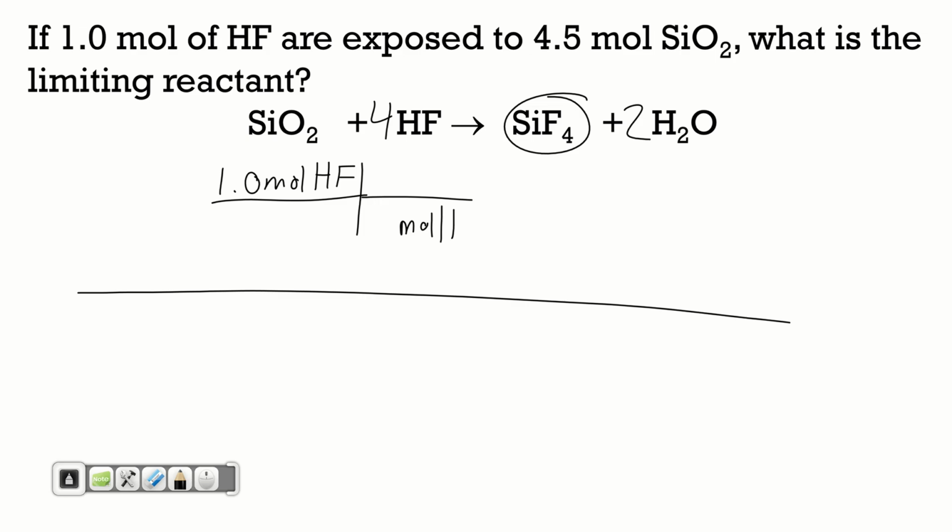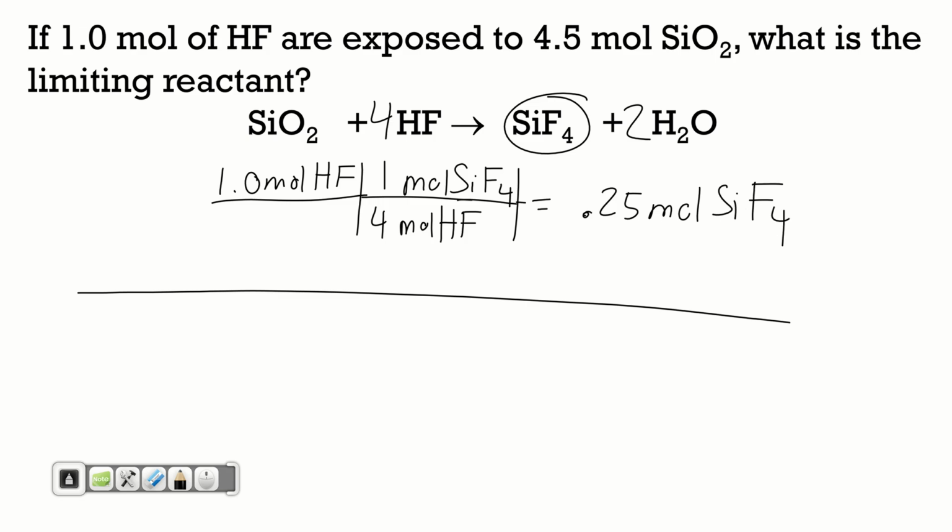I'm coming from moles, I should say, and I can go to moles of any other product or reactant in this, and that's going to be SiF4 in this case. And the ratio is 4 to 1, and if I have 1 mole of HF, it can produce 0.25 moles of SiF4.